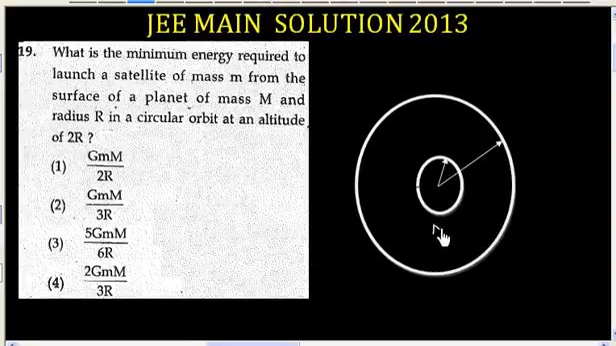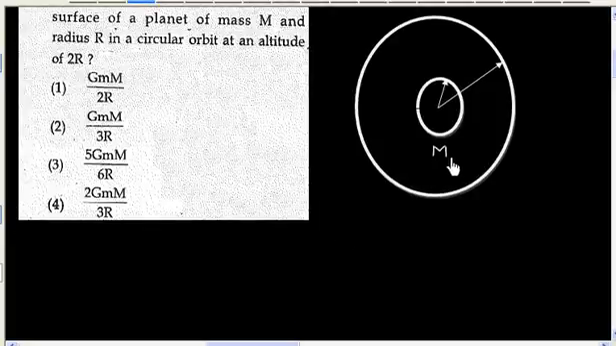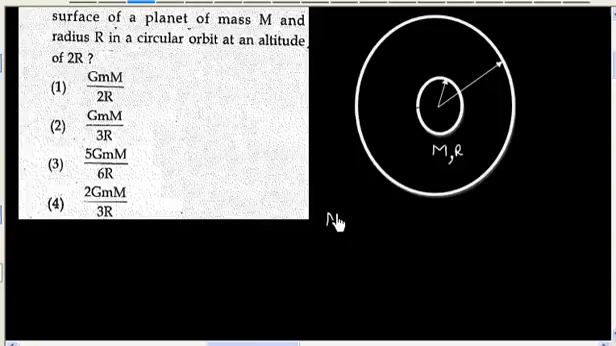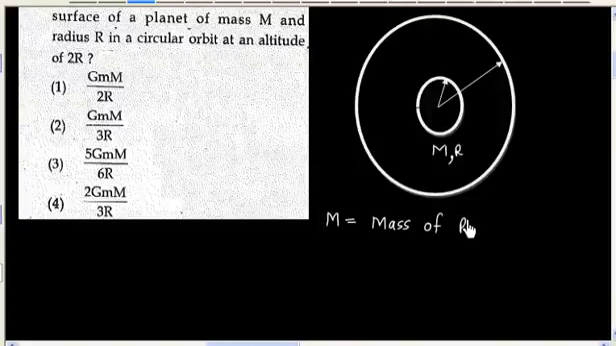So we have a planet of mass m and radius r. So m is the mass of planet and r is the radius of planet.